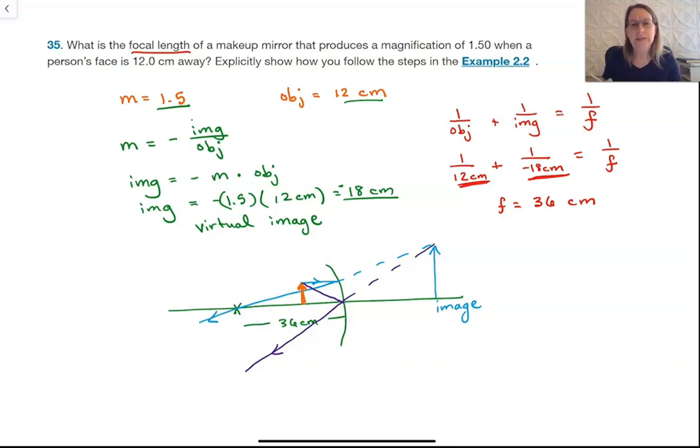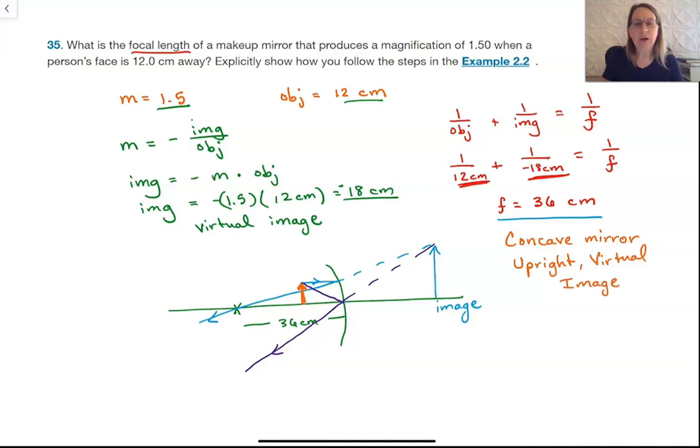But this is consistent. So this is a way we can check and have some confidence in our values. Our focal length seems good, and this shows us the diagram of what's going on. So in fact, we have a focal length of 36 centimeters. We have a concave mirror, and we have an upright and virtual image.